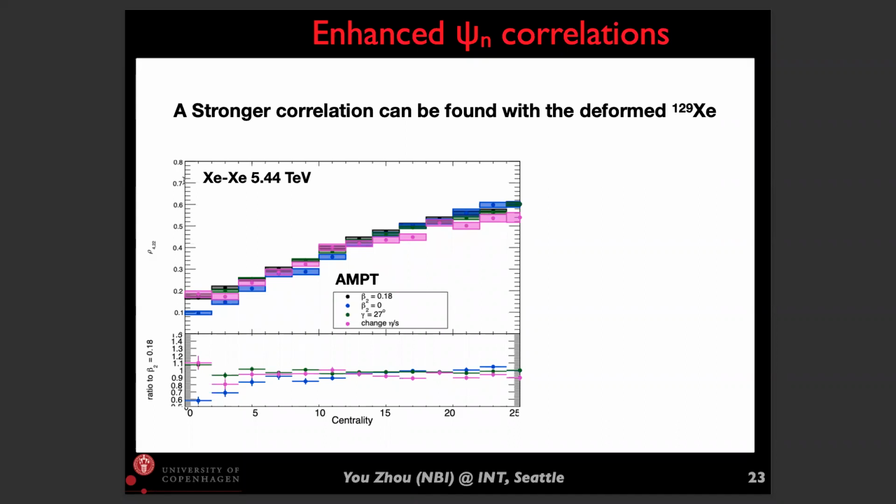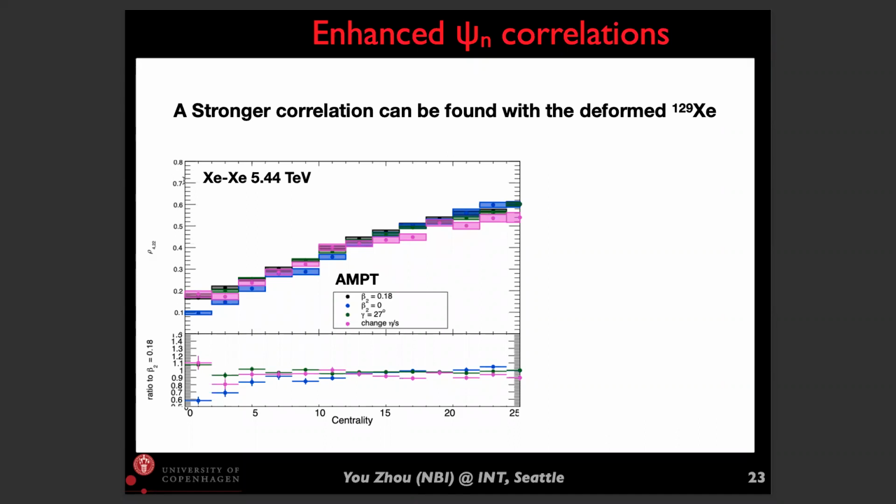And then this is also very significant. There's a deviation from centrality below 10%. And if you do a central collision measurement, you can already see something like 40% deviation. But this is AMPT simulation, and we are going to present the ALICE data in a few months from now.